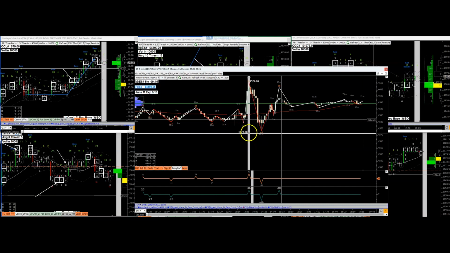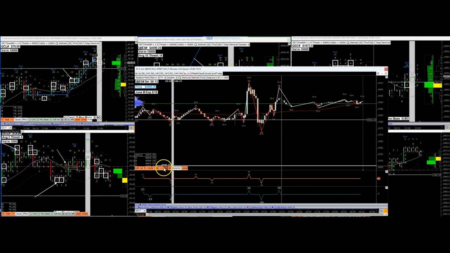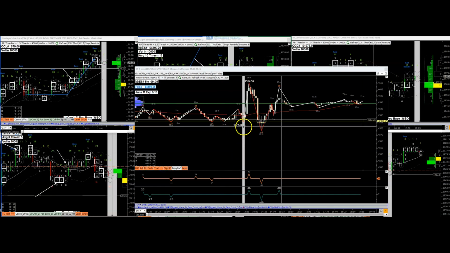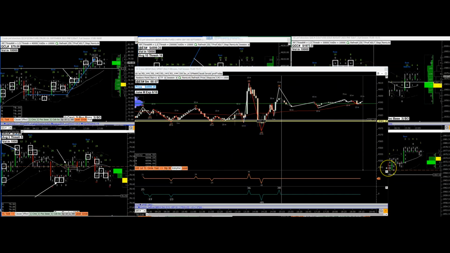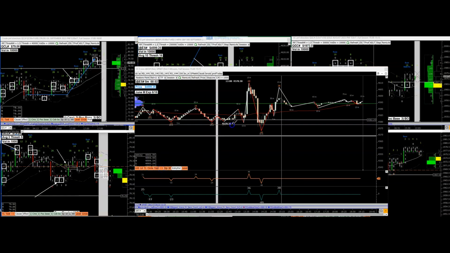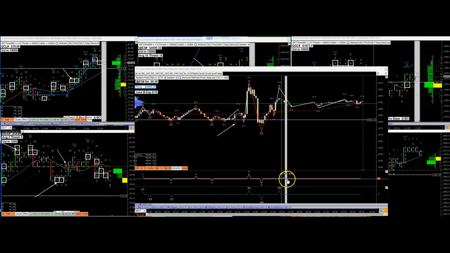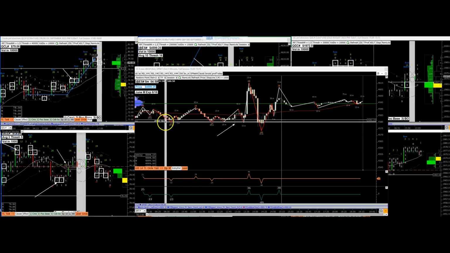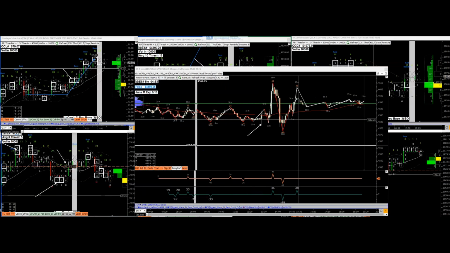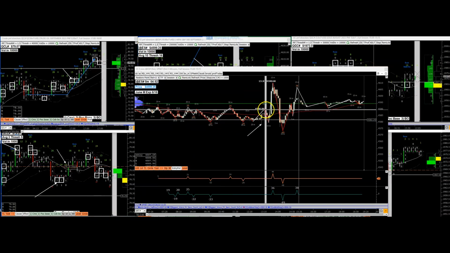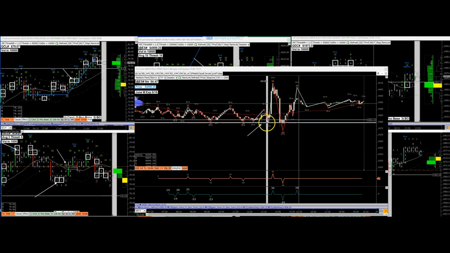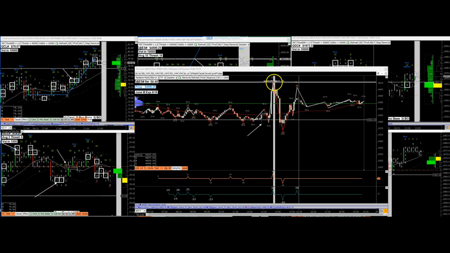I knew that thing was going to rip. You know why? Because of this wick. What did I do? That wick right there, it was a spring of all of these lows. So it sprung all those lows and tested and then smashed.